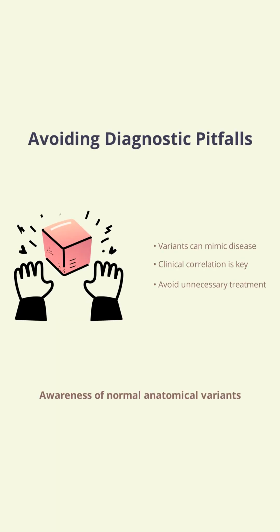Awareness of normal anatomical variants, such as multiple tendon bundles or central signals in the ECU tendon, is vital to avoid misdiagnosis. These features can easily be mistaken for pathology, leading to unnecessary interventions. Careful correlation of clinical findings with imaging results ensures accurate diagnosis and optimal patient care.